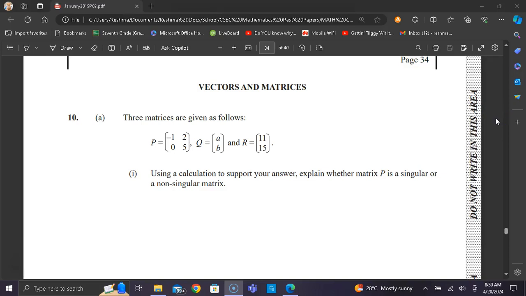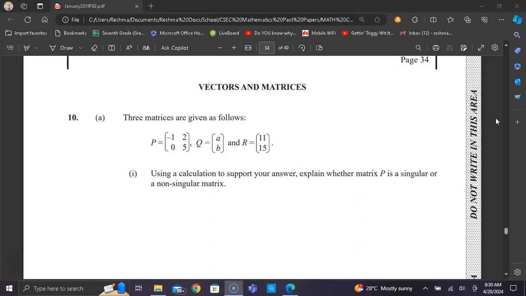Everyone, and welcome back to my series on CSEC Math past paper revision questions. And this time we're on the last question on the paper, which is question 10, which has to do with vectors and matrices. So this question is from January 2019. So let's look at part A.